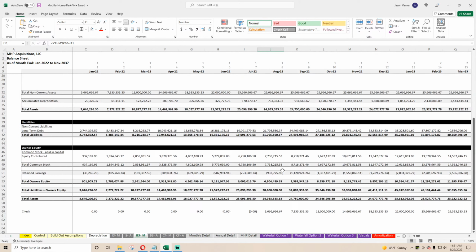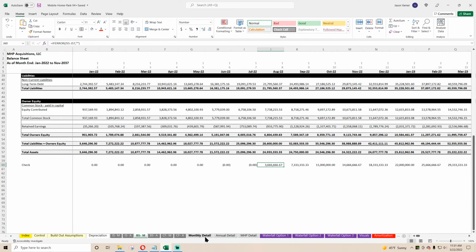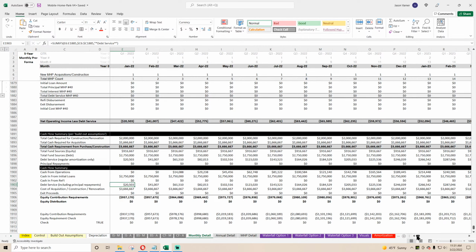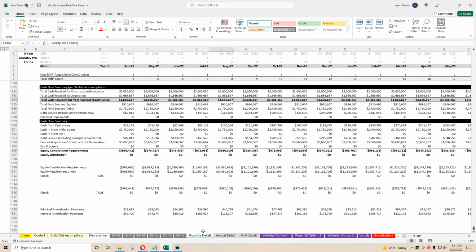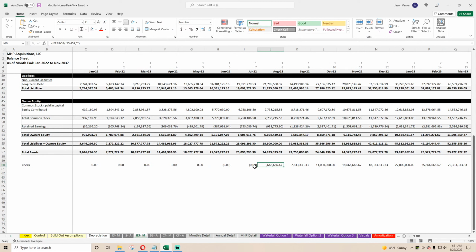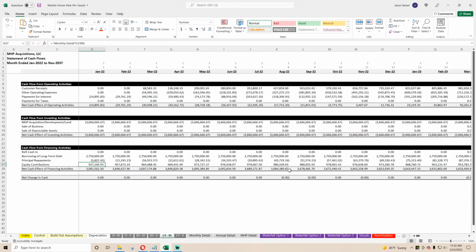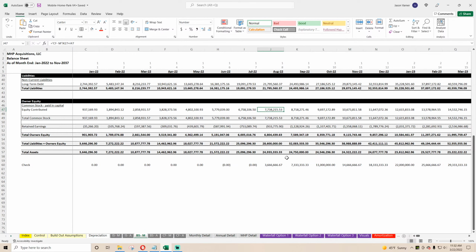August. We're up by exactly, it looks like, the acquisition amount. So what changed here? Let's see, August 2022 should be K27. Yep. Okay, so that looks good.